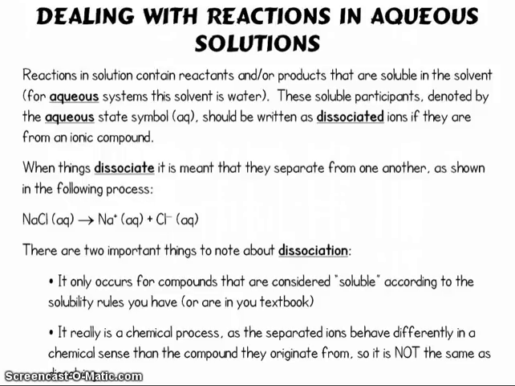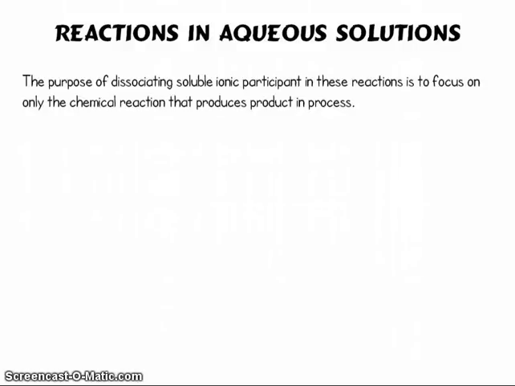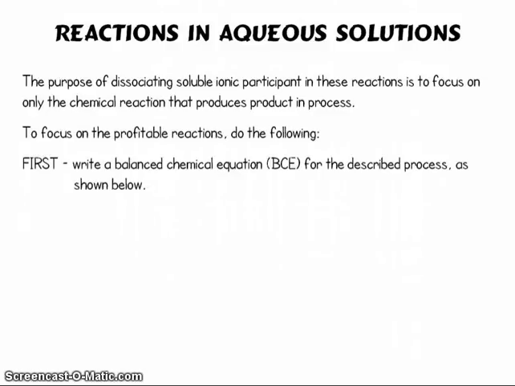and produce something new. All right, so the purpose of doing this is to focus on only the chemical reactions that produce products. To do this and to focus on those, we're going to follow these simple steps. First, we're going to write a BCE, or balanced chemical equation, for the process as shown below. If I react potassium chloride and silver nitrate, this is a metathesis reaction, and I know I'm going to produce potassium nitrate and silver chloride.